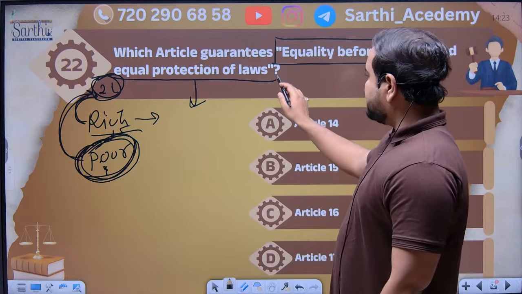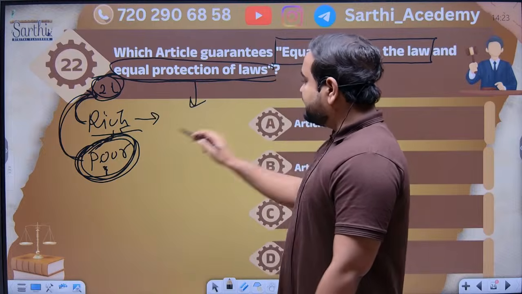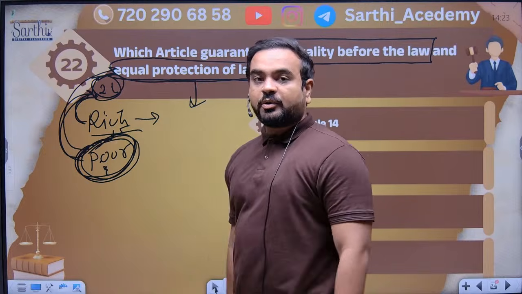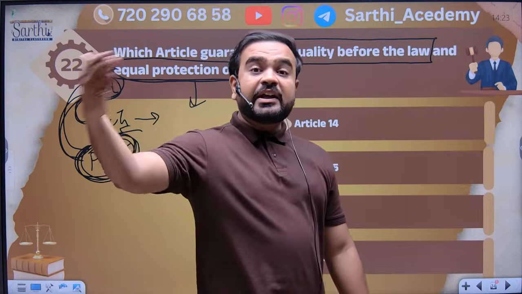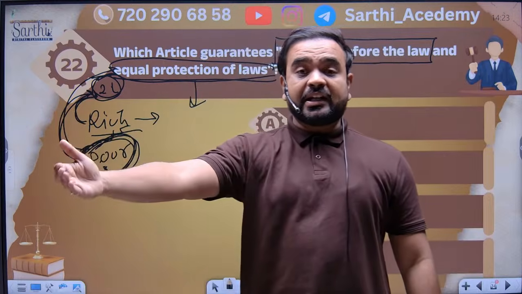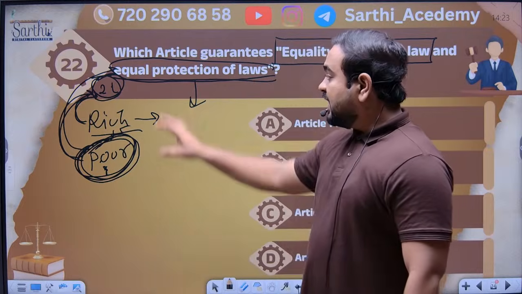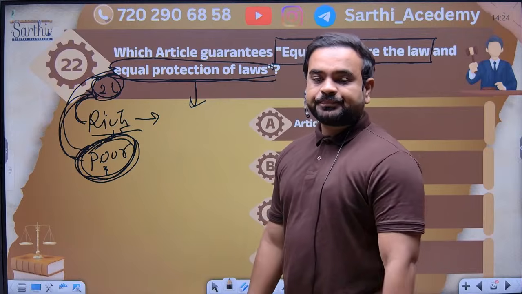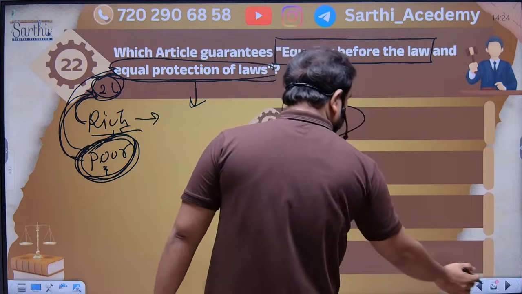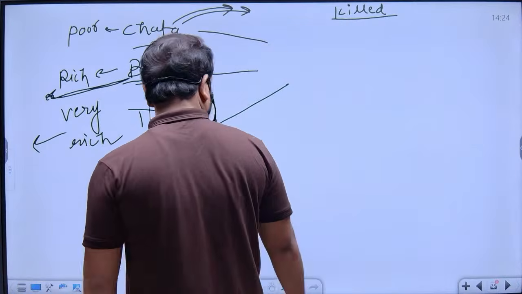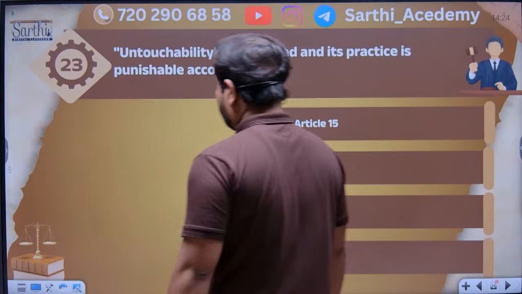Why? Because it is written equal protection of law, and this concept is known as equal protection of law. Somebody who is poor, and government will give some aid, advice, some facility to that particular person, so that is not the violation of equality. Article number 14 is the answer. If you have any doubt, you can ask.